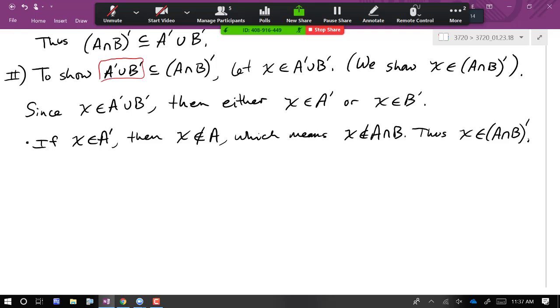So that was one case. Now we can construct a really similar argument if X is in B complement. It'll go pretty much the same way. If X is in B complement, then X is not in B. And if you're not in B, you can't be in the intersection of B and anything, right? So certainly you're not going to be in the intersection of A and B.